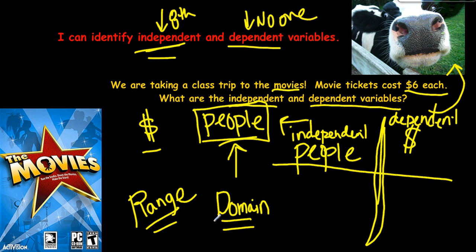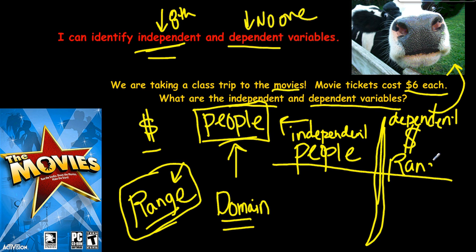domain. So these are my two words that kind of fit with my independent and dependent things. If we think about the range, I think it's easier to start thinking about the range because there's going to be a whole range of amounts that we could pay that are going to depend on the number of people. So my range goes in here with the different amounts that I could pay. And that range is going to be dependent on the domain. So getting that vocab down, we have independent and domain go together, and dependent and the range go together.